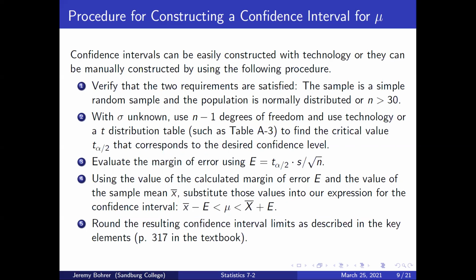Evaluate the margin of error using E equals t sub alpha over 2 times s divided by the square root of n. Using the value of the calculated margin of error E and the value of the sample mean x bar, substitute those values into our expression for the confidence interval: x bar minus E is less than mu is less than x bar plus E. Round the resulting confidence interval limits as described in the key elements on page 317 in the textbook.